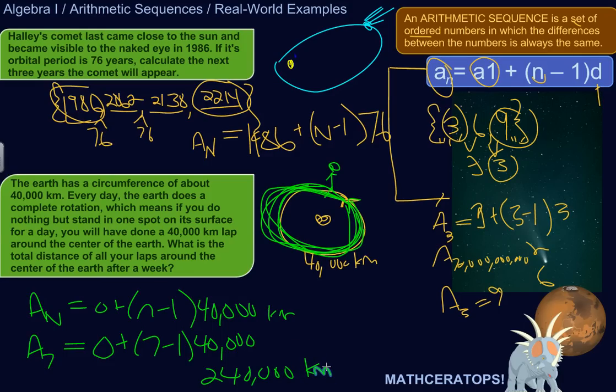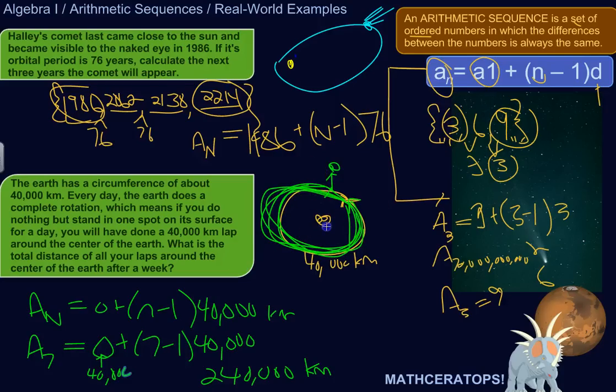kilometers. I'm realizing that's assuming that the first day you don't go anywhere. So actually, this first term should have been 40,000. So add 40,000 to that. So that's how many kilometers you do in laps around the center of the Earth. Kind of an absurd example.